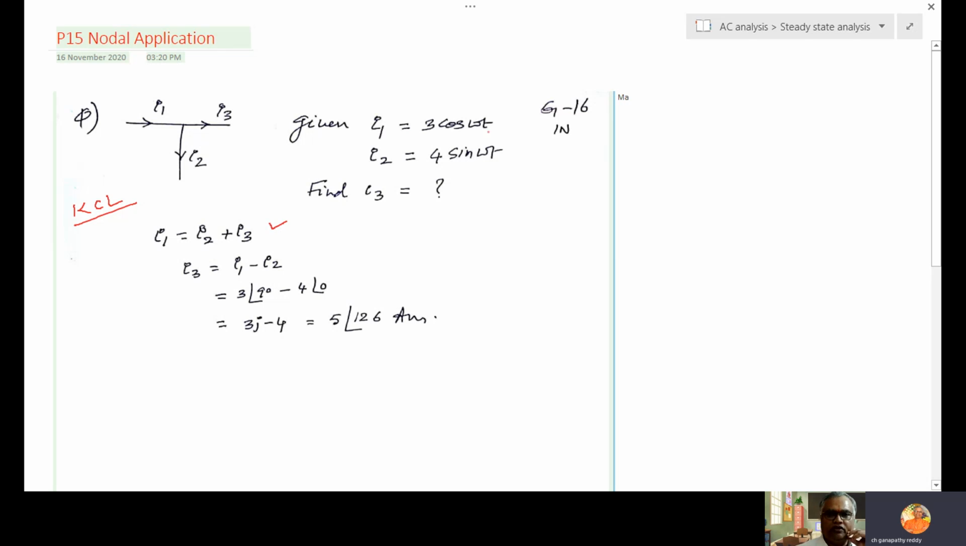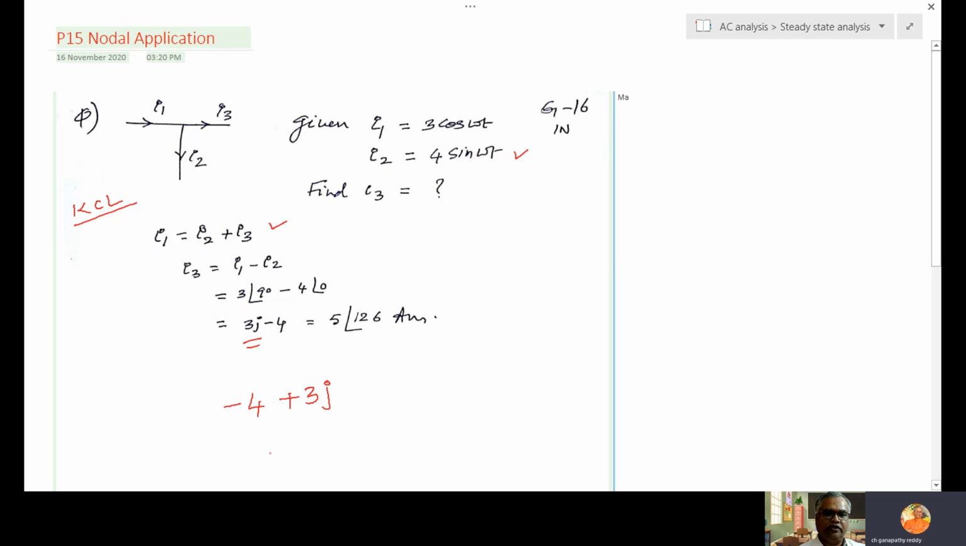What is I1? 3 cos omega t. But I2 is 4 sin omega t. Here carefully change sin into cos or cos into sin. Sin is generally the reference, so cos is converted to sin. So I1 is 3 angle 90 minus I2, which is 4 angle 0. Now 3 angle 90 means 3j, minus 4. So indirectly, what is the value? Minus 4 plus 3j.